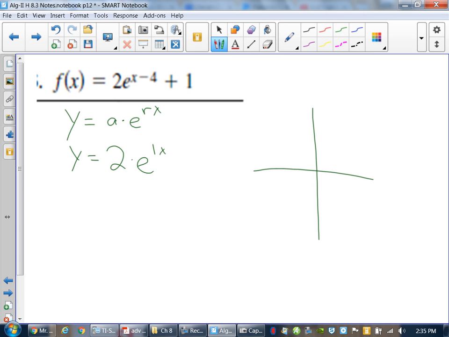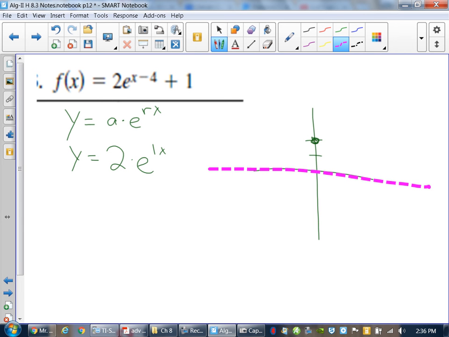Because if x is 0, what's anything to the 0 power? What's 1 times 2? 2. So will it always be the leading one? Yeah. The parent function, your y-intercept is always a, whether it's growth, decay, or e. Parent functions always have the intercept at a. My asymptote to start is going to be at 0, just because it's e.